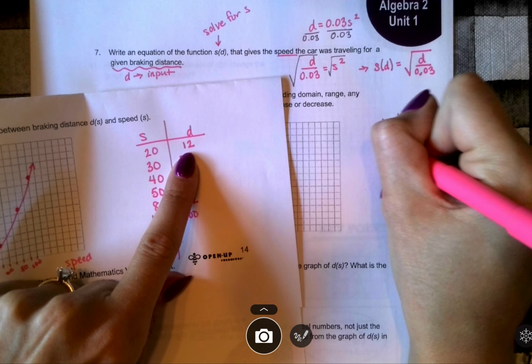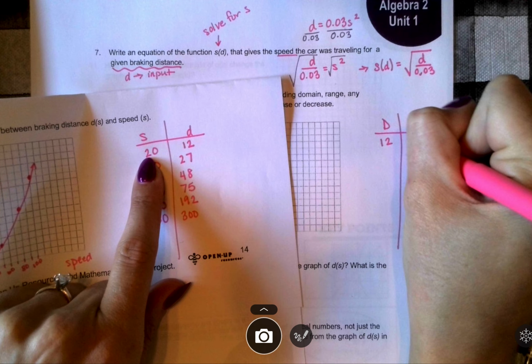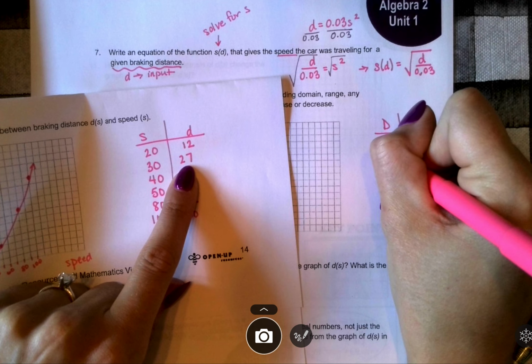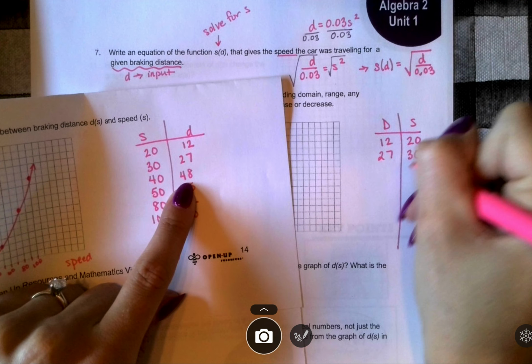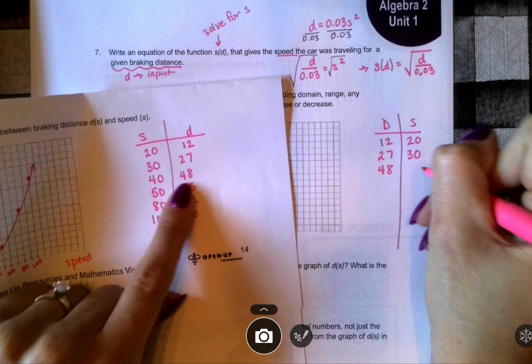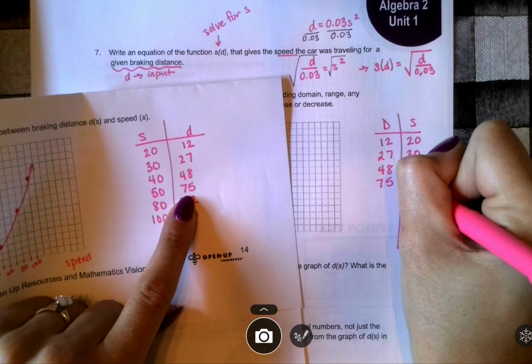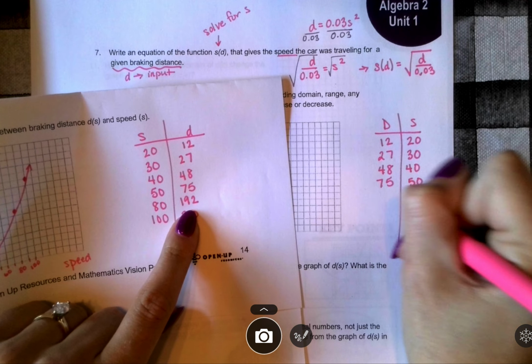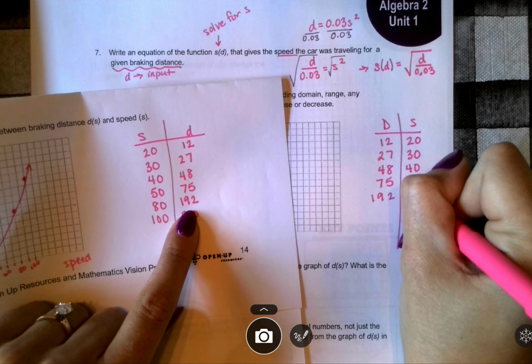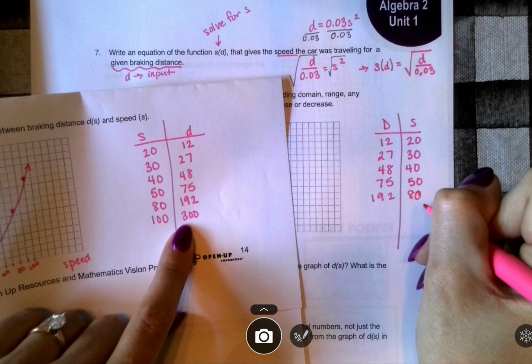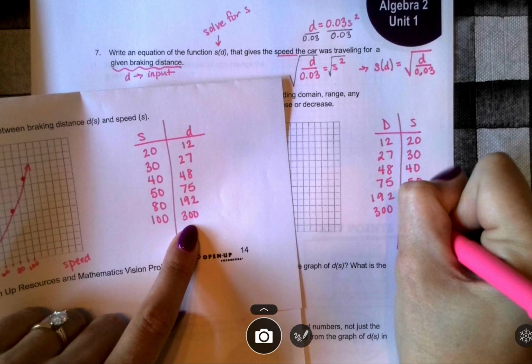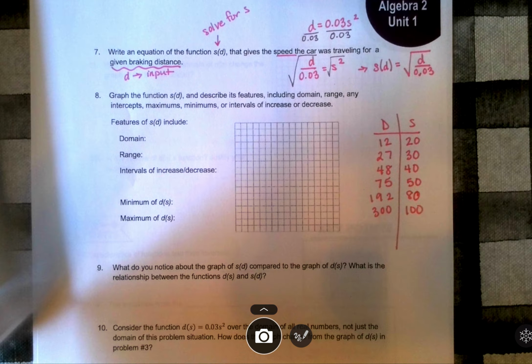When my distance was 12, my speed was 20. When my distance was 27, my speed was 30. When my distance was 48, my speed was 40. And so I already did the work for all of these, so I'm going to include these on my table. And then we can probably include a couple more.